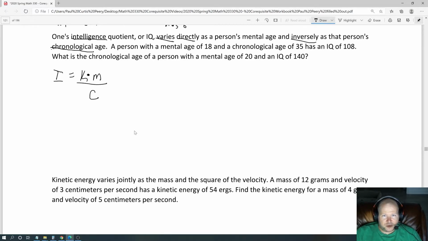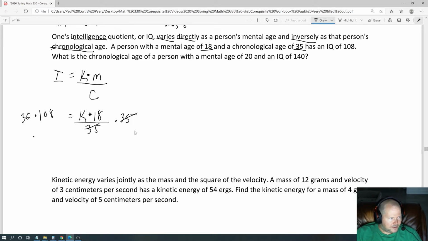Okay, so we have a person with a mental age of 18, so I'm going to put an 18 right there. They have a chronological age of 35, put that down there. And they say they have an IQ of 108. Okay, so how do we solve this? Well, first I undo the division of k by 35 by multiplying by 35. Whatever I do to one side, I do to the other. You can also multiply both sides by the reciprocal of 18 over 35, which is 35 over 18, but I'm breaking it in hopefully what makes this seem a little simpler.